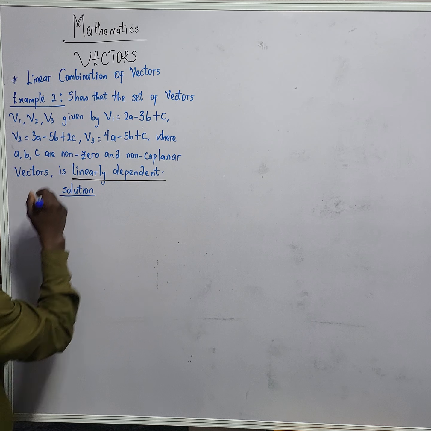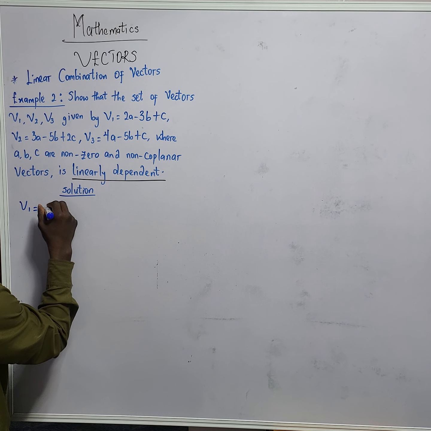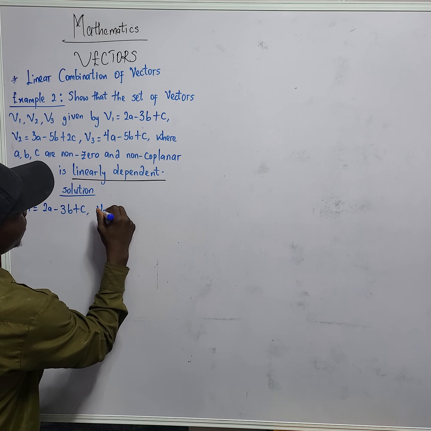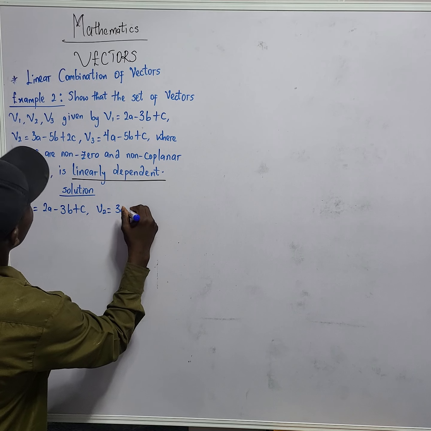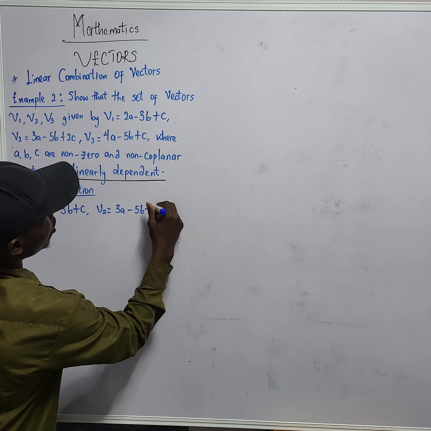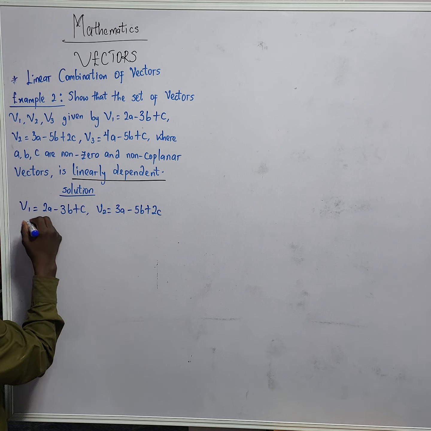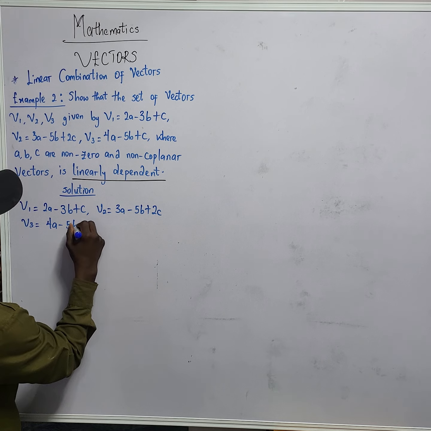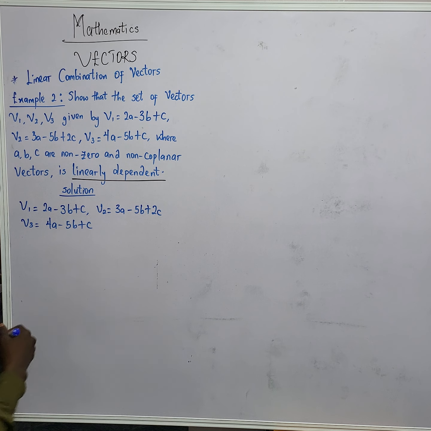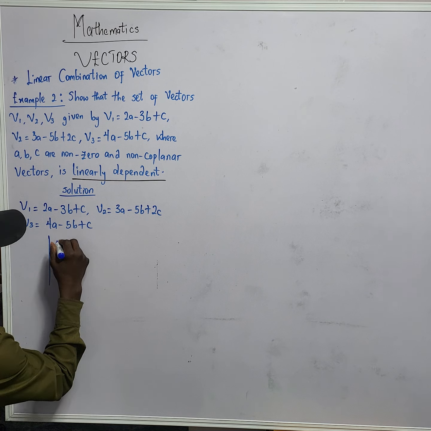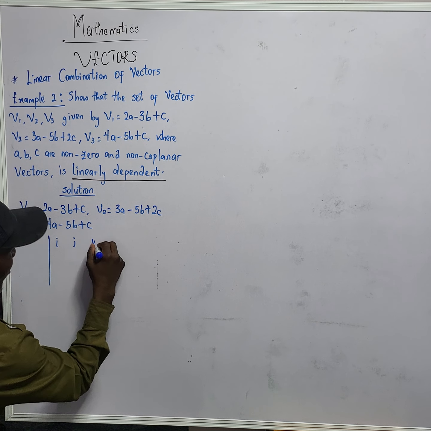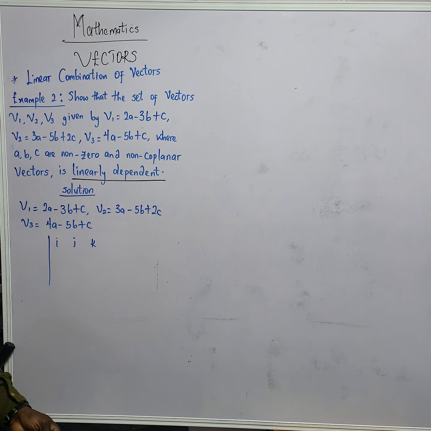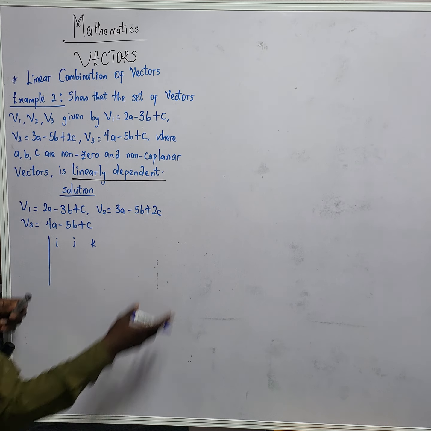So now let's bring out what we have. We have v1 as 2a minus 3b plus c, v2 as 3a minus 5b plus 2c, and v3 as 4a minus 5b plus c. So now let's solve the determinant of this. When you do it, i, j, k. These a, b, c are the components, just like i, j, k.